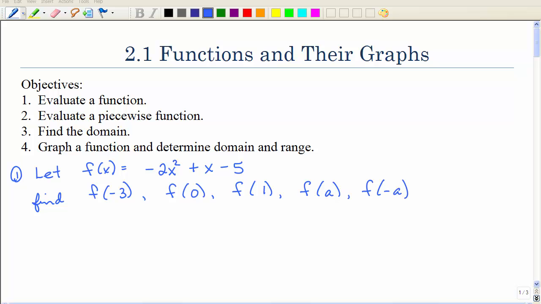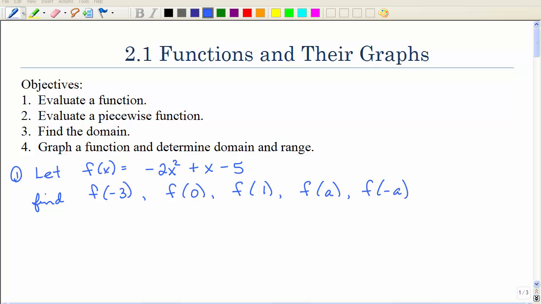Hi, in this lesson we are going to look at Chapter 2, Section 1. It talks about functions and their graphs. Basically, it should be a review of some college algebra skills. So the objectives we have is we need to know how to evaluate a function, evaluate a piecewise function, find the domain of functions, and graph a function.